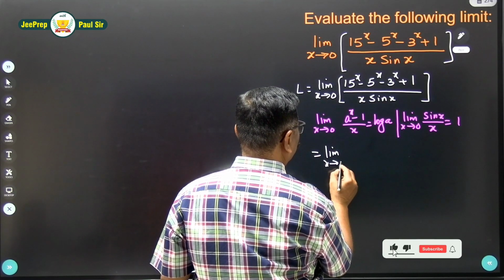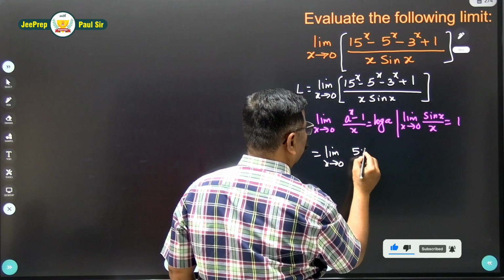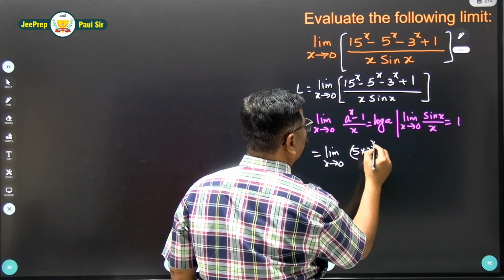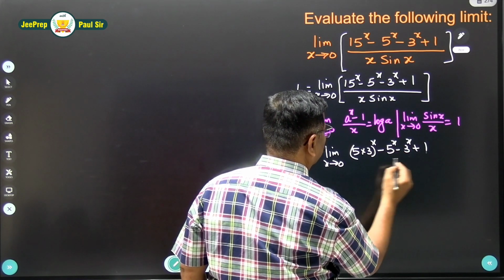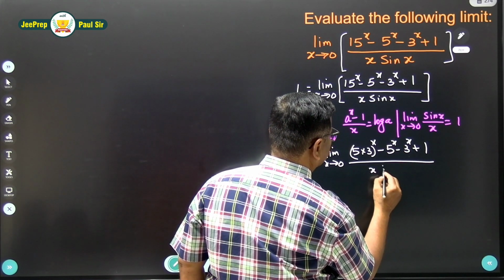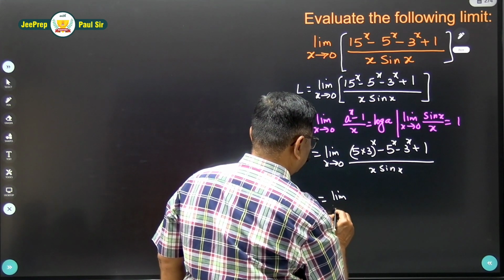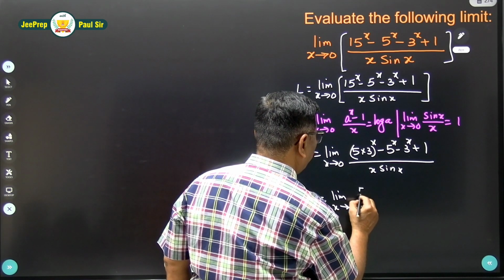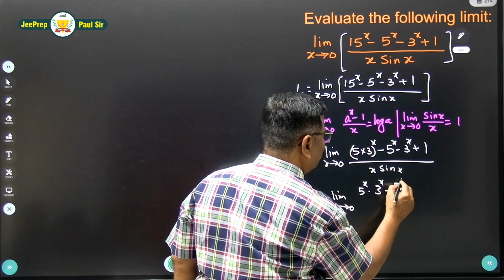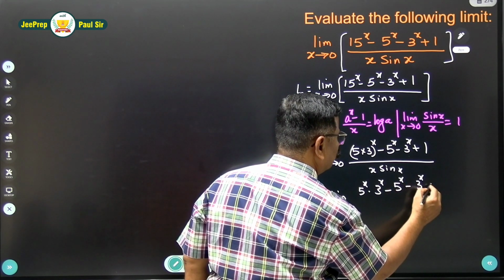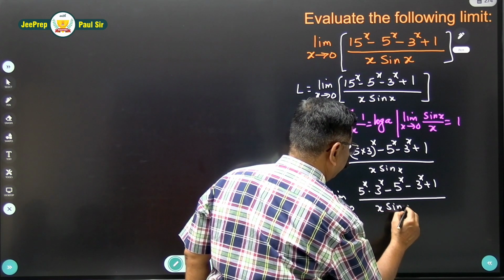So limit x tends to 0. Now this 15 raised to x I will write as 5 into 3 raised to x, minus 5 raised to x minus 3 raised to x plus 1 divided by x sin x. Limit x tends to 0, this will be 5 raised to x into 3 raised to x minus 5 raised to x minus 3 raised to x plus 1 divided by x sin x.